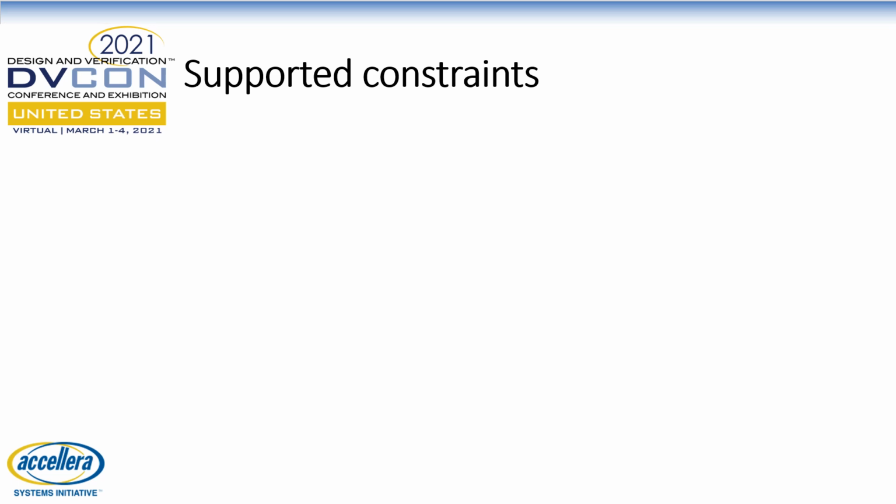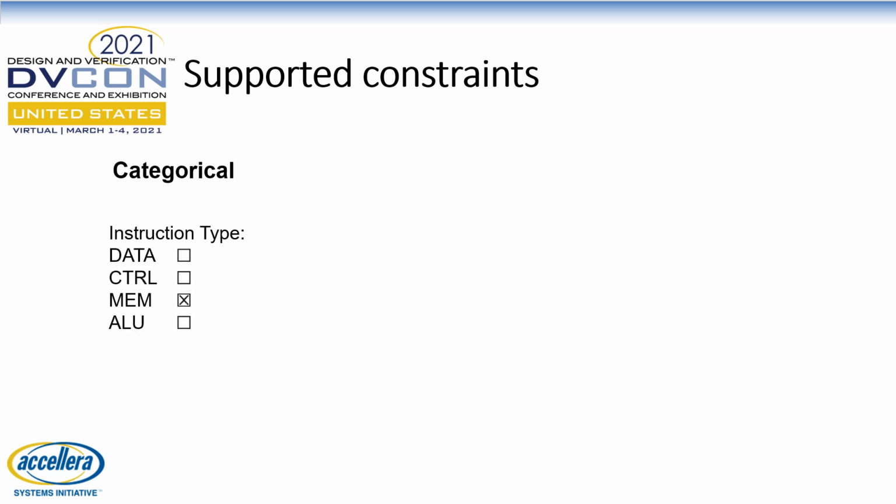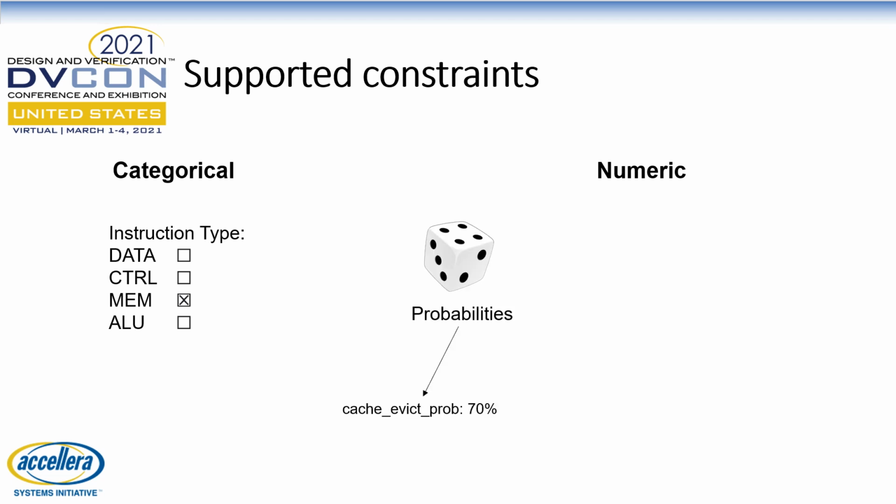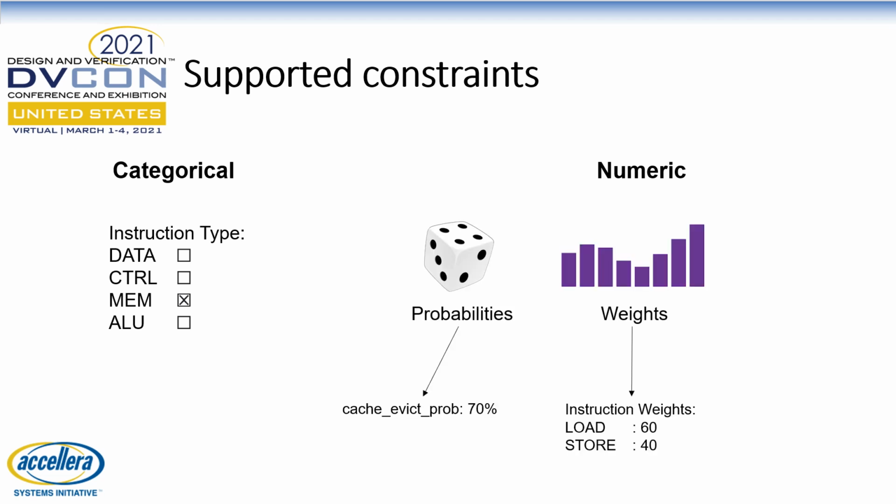Scikit-optimize supports two types of constraints, categorical and numeric. A categorical constraint has multiple categories to choose from. For example, the various instruction types that can be generated. Numeric constraints refer to decimal or integer numbers such as probabilities, weights, or endpoints of ranges. We found that all the constraints across our test benches fell under these supported types.